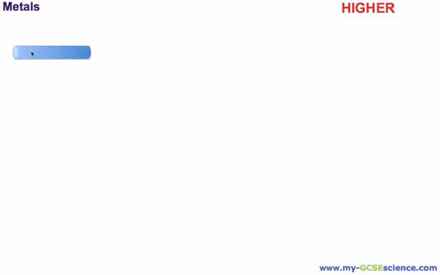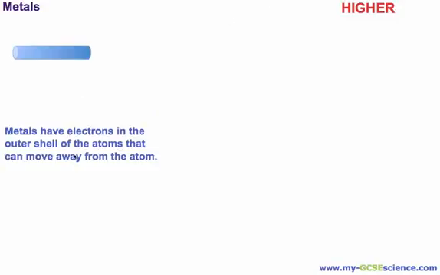So here we have a metal, and as you know, metals are very good conductors of heat and electricity, and you need to know why that is. And the reason for that is that metals have electrons in their outer shell that can move away from the atoms. That means these electrons are free to move, and we have a special keyword for them, and that is that they are delocalized.